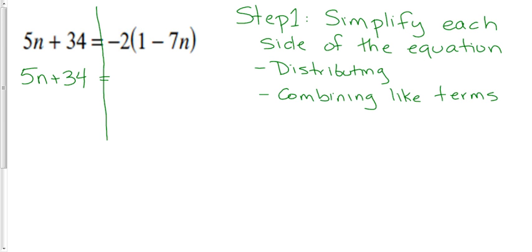On the right side, however, we've got the parentheses, so we're going to go ahead and distribute. Negative 2 times 1 is negative 2. Negative 2 times negative 7n is positive 14n. Make sure you watch those negatives. Negative times negative is a positive. So we distributed. Now we check to see, can we combine any like terms? No, we cannot. These are two different terms. We cannot add negative 2 and 14n. So step 1 is done.